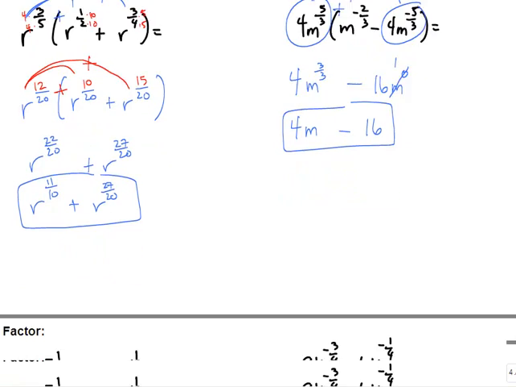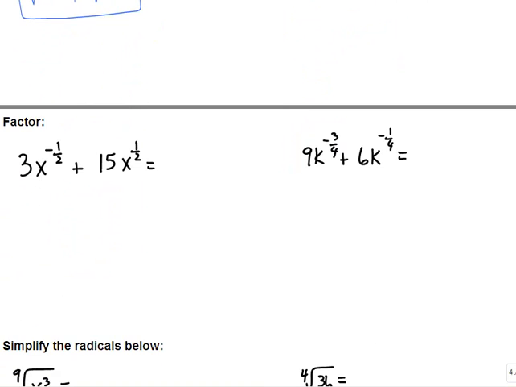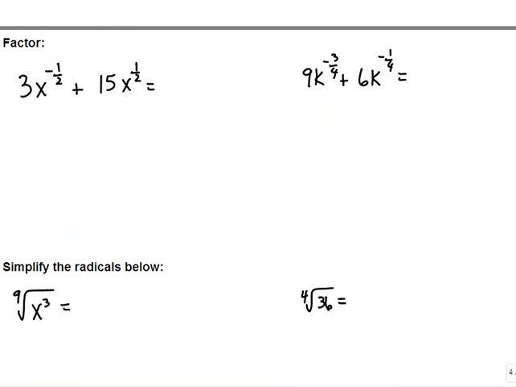Okay, so these were multiplication problems. The next two examples are going in reverse. Now we're going to factor. Whenever you factor, remember that you always want to factor out the smallest power of your common variable. So factor out always the smallest power that they have in common.